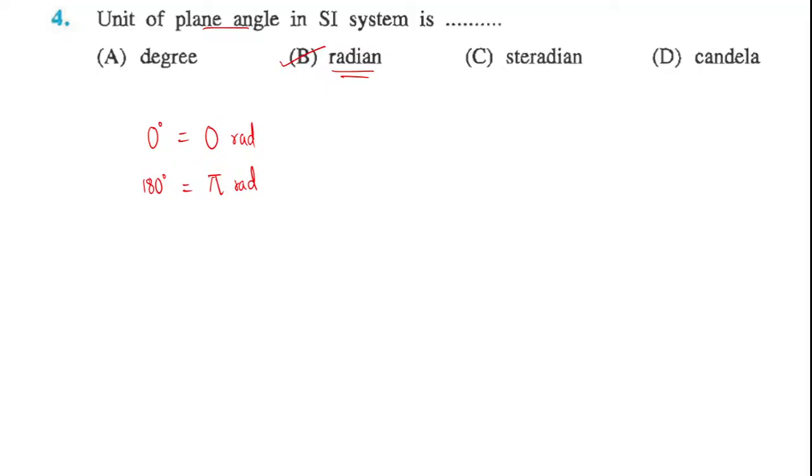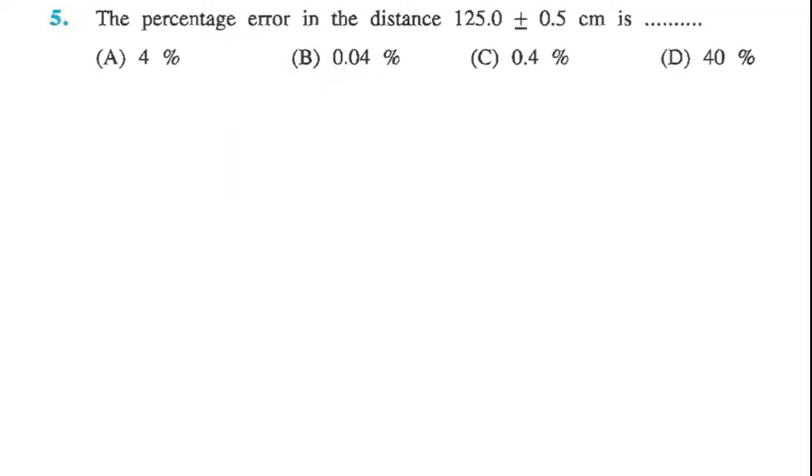See, 4 questions till now were easy. I hope you also agree that these 4 questions were nothing. But now, let us start with this question. The question says the percentage error in the distance that is given to us, like 125.0 plus or minus 0.5 centimeter, is blank. Now, this is the question. We have to start solving this.